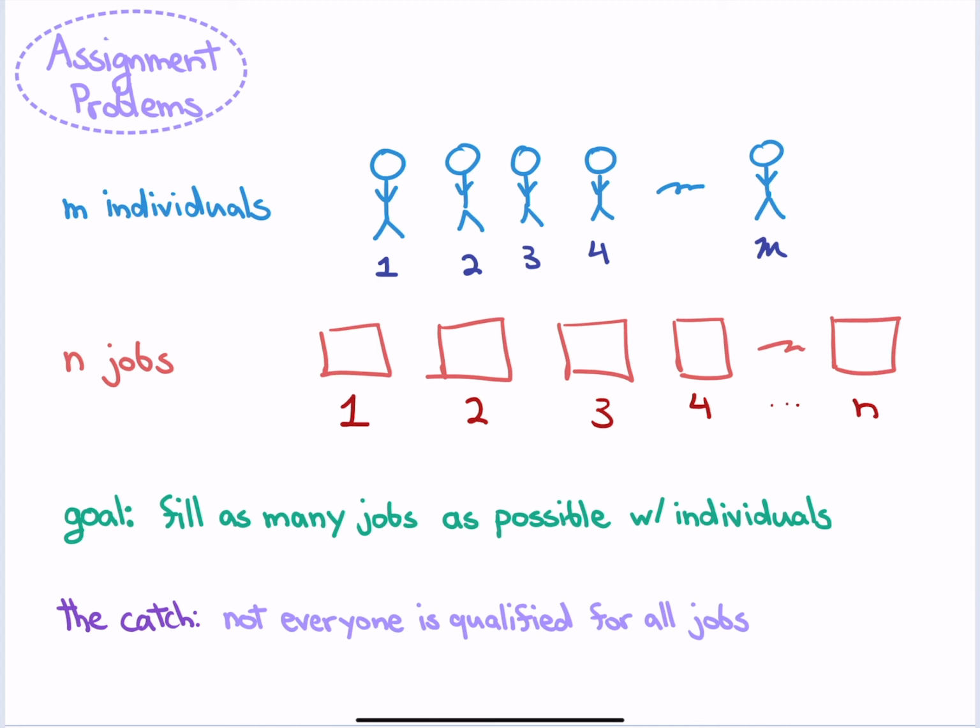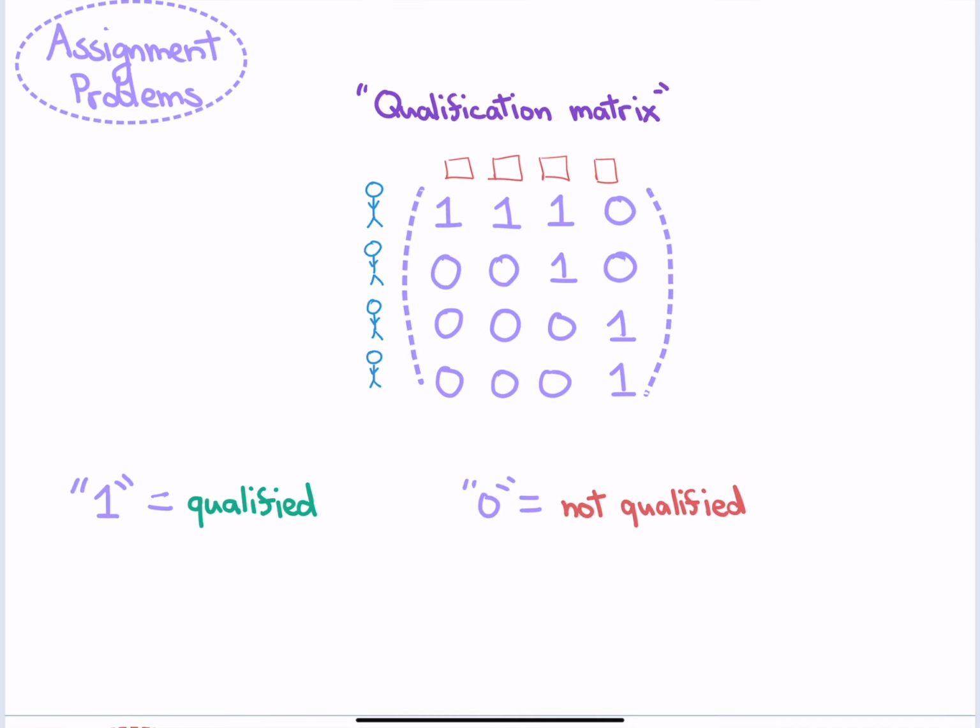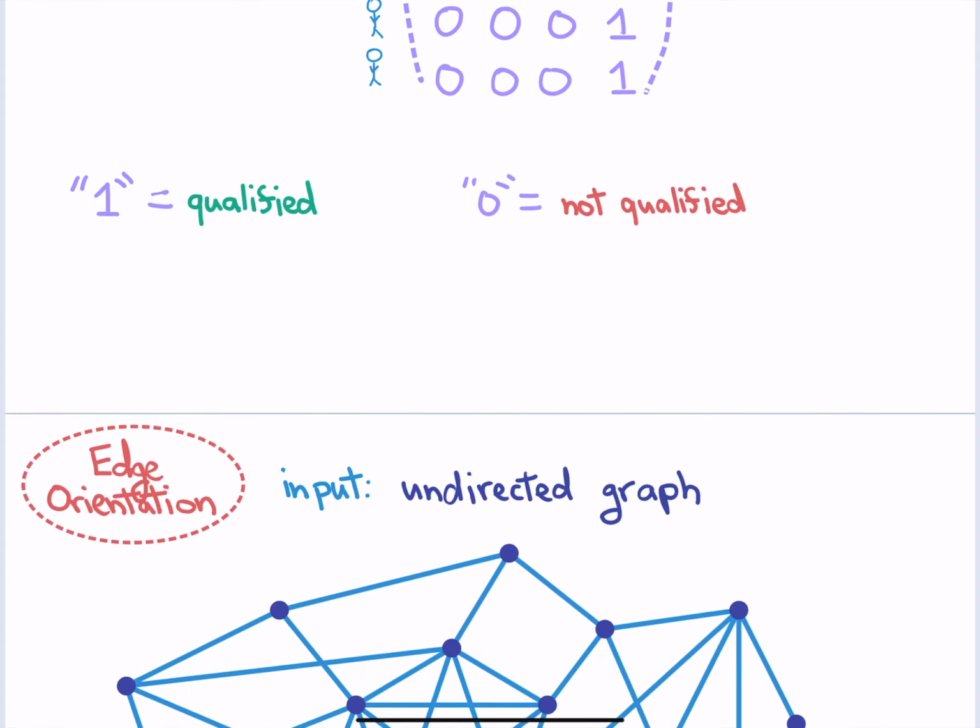So person A might be able to do some jobs, but not other jobs. Your input might include some kind of, in the original paper a long time ago, they called it a qualification matrix. The rows correspond to people, the columns correspond to jobs, and there's a 1 if the person fits the job, and a 0 if not. And the goal is, can you find a way to assign people to cubicles accordingly? That's an assignment problem.